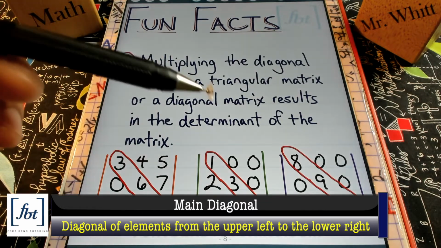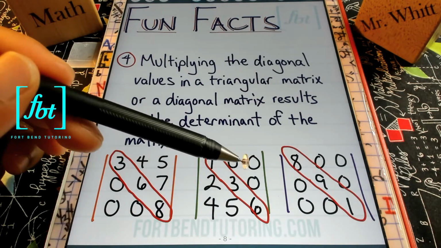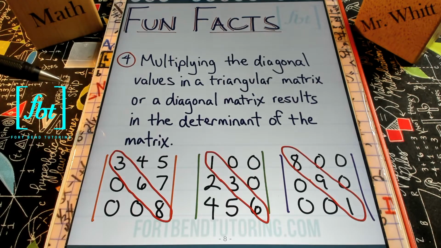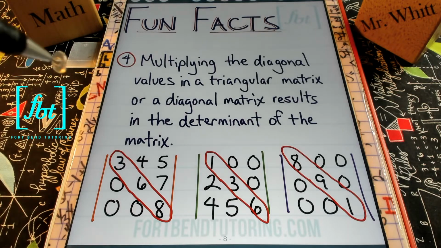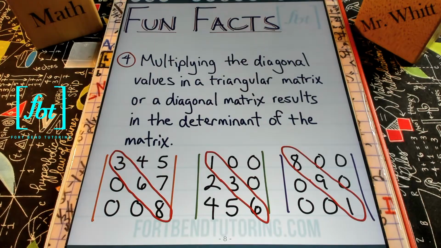So for instance, in this middle triangular matrix, all I would have to do to find the determinant is multiply 1 times 3 times 6. Yeah, 18 would be your result, guys. This is definitely something I'm going to be using as a strategy in this video today, okay? Let's go ahead and check out number 1 again.